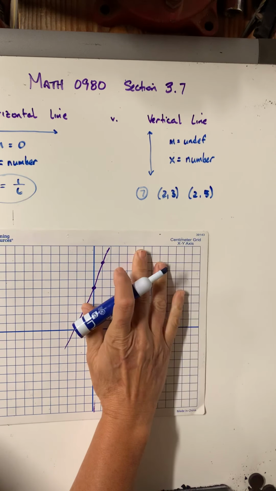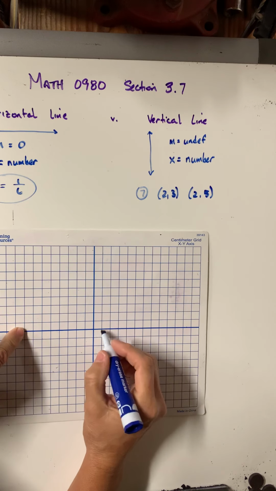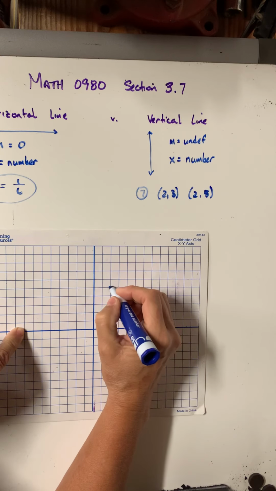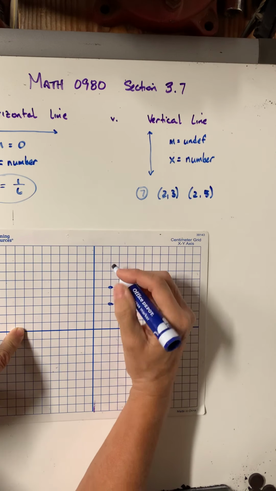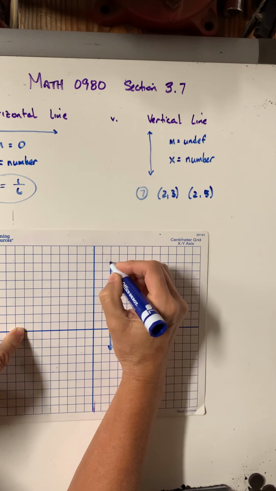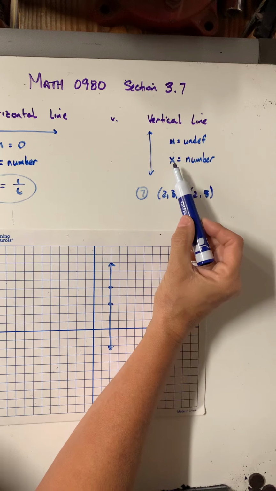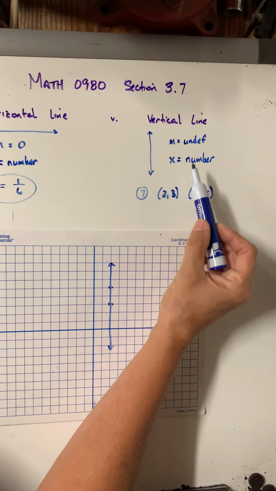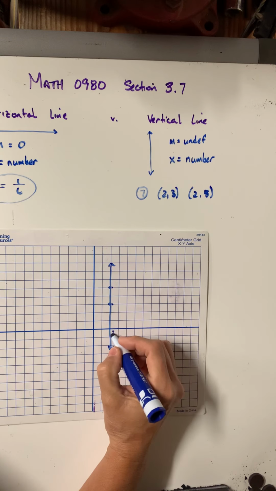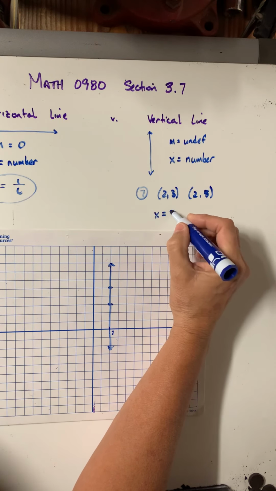So if I plotted those, let me erase this, then I would be at (2, 3) and (2, 5). Notice that my dots are right one on top of the other. So if I connect those dots, I will have a vertical line. So therefore my equation has to be x equals a number. What number would it be? Well, the vertical line goes through 2 on the x-axis. So it would be x equals 2.